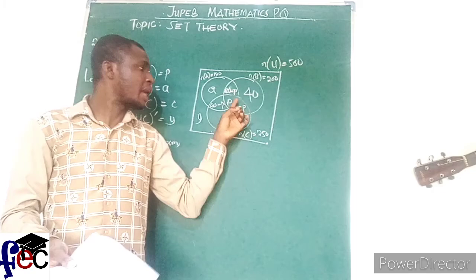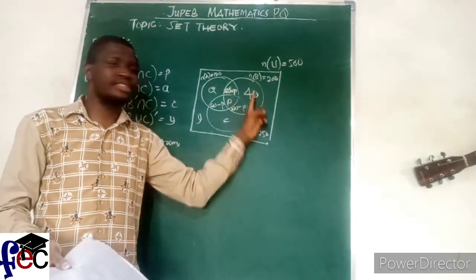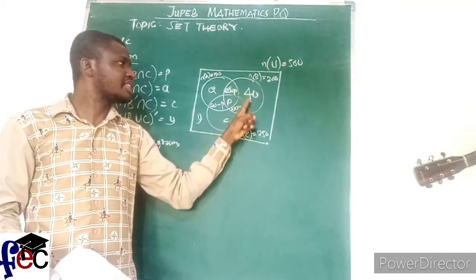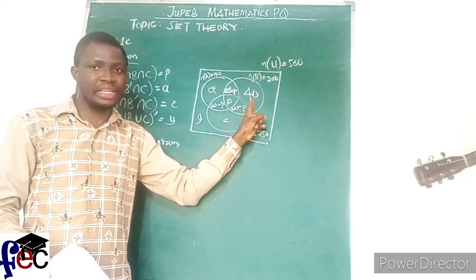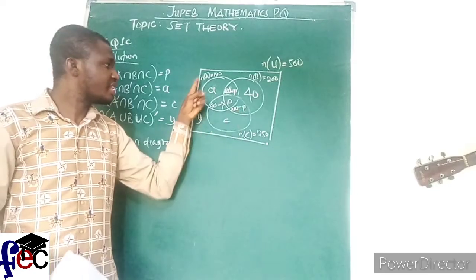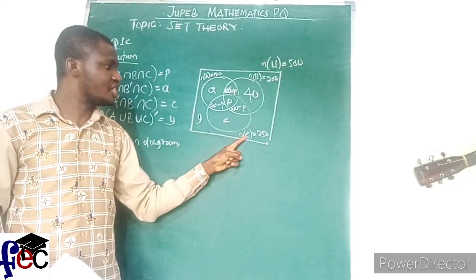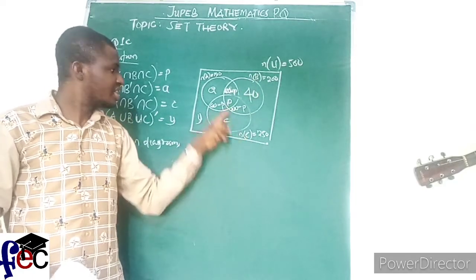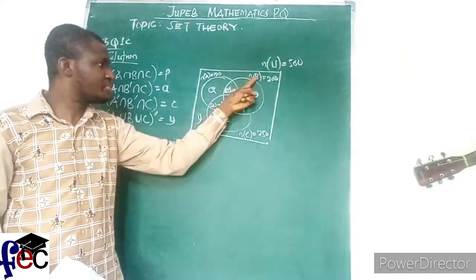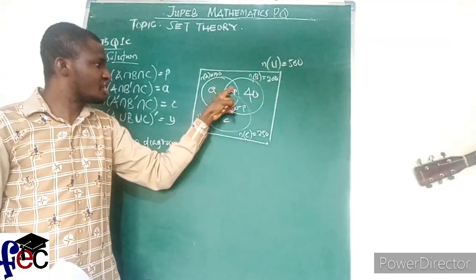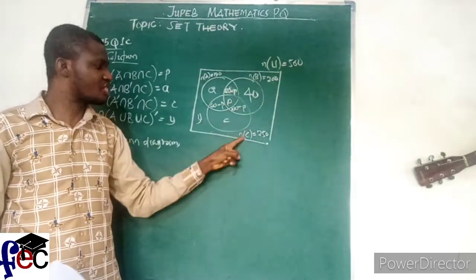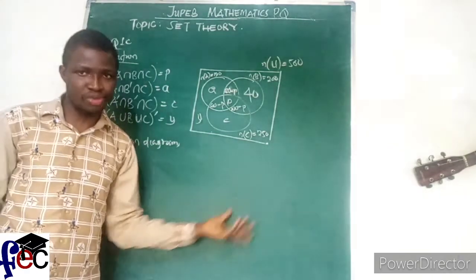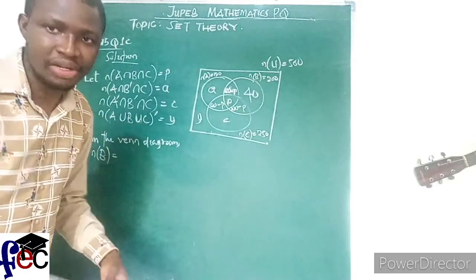Time will fail me to represent each of these with set notation. This region is A complement intersection B intersection C complement. This place is A intersection C, A complement intersection B intersection C. This region is A intersection B intersection C, and this region is A intersection B intersection C complement. So if I want to write it, I will just write it in that form, but that will be too lengthy. So let me pick up the values directly.